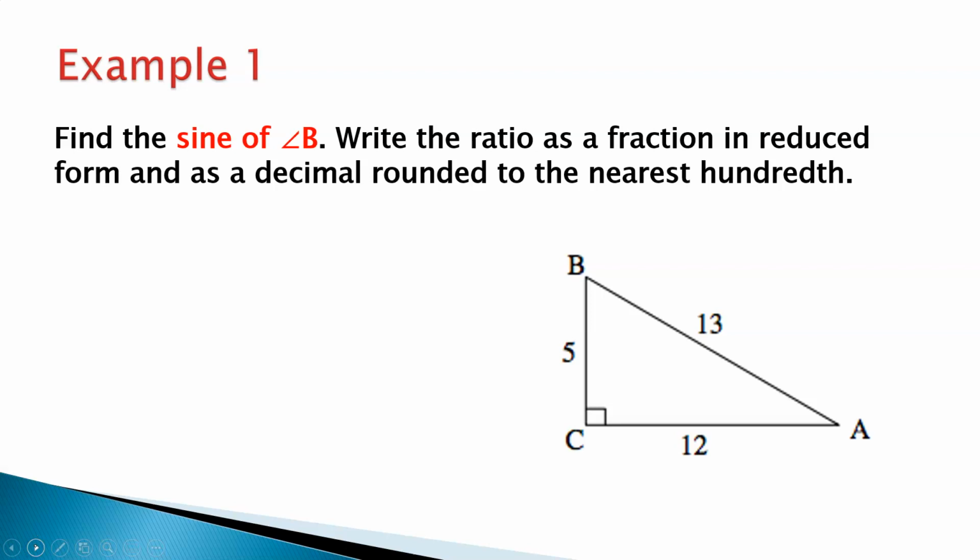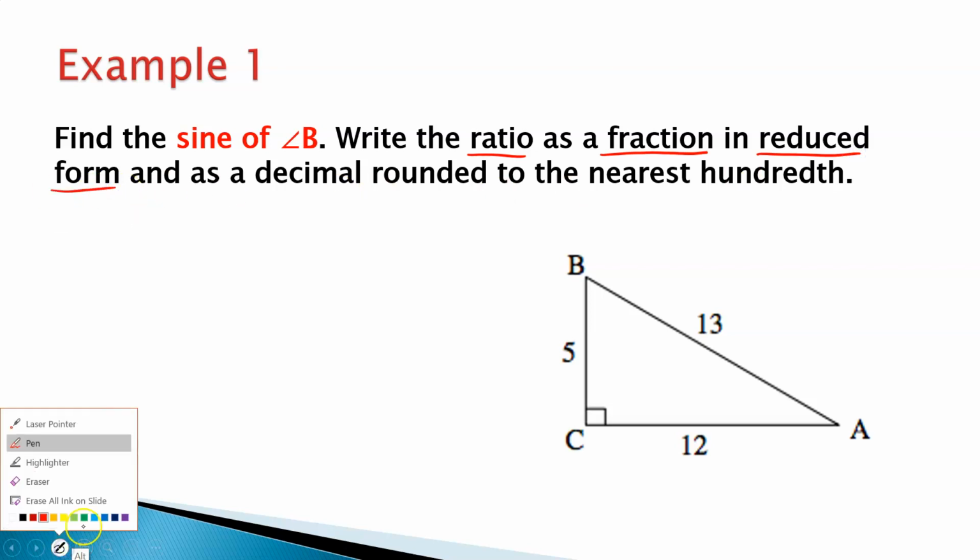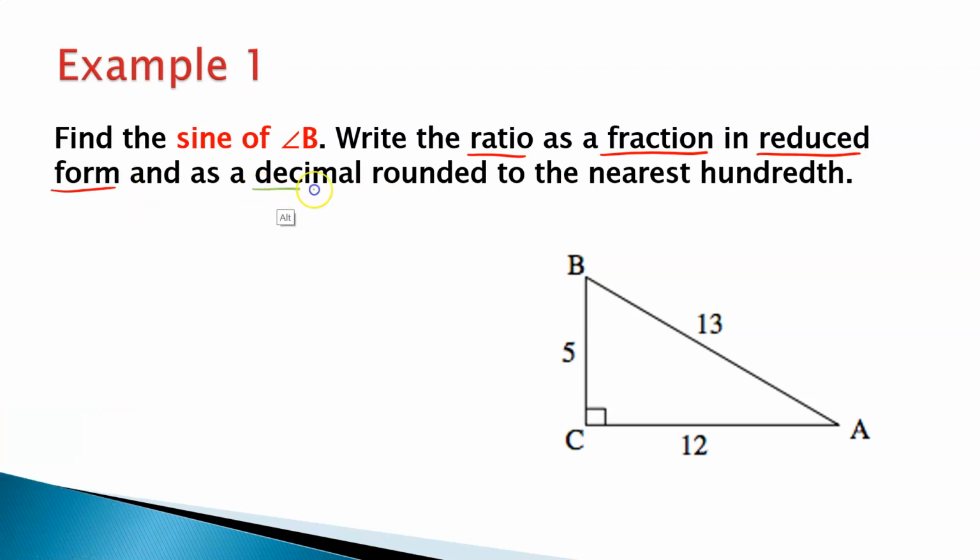It says, find sine of angle B. Write the ratio as a fraction. So I have to do two things. I'm going to write that ratio as a fraction in reduced form, so we do want to simplify it. And we're also going to write it as a decimal, rounded to the nearest hundredths. I'll get a little bit more into that a little later.